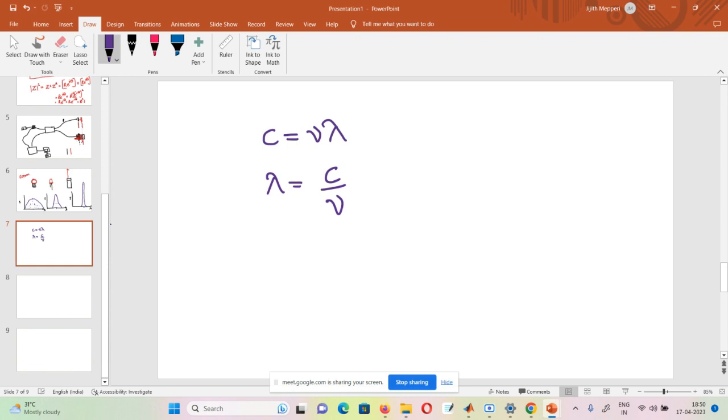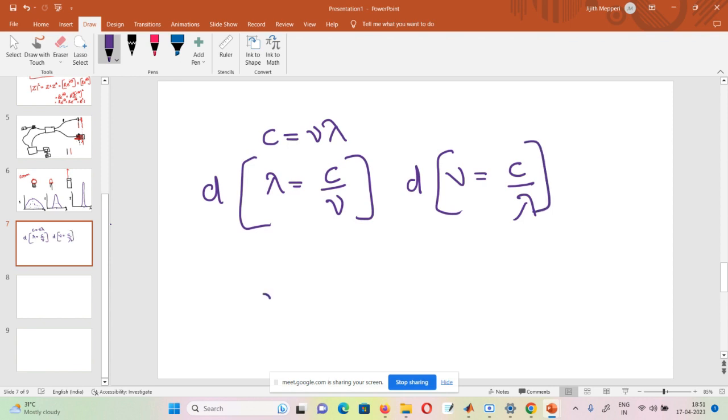You know this, right? Or you can write that nu is equal to C by lambda. So if you want the error, or how this lambda has the width, you have to differentiate this one. So take the differential: d lambda will be equal to C by nu, the differentiation of 1 by something will be minus 1 by x square.